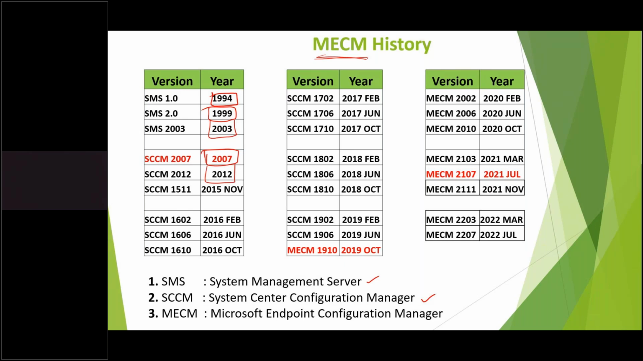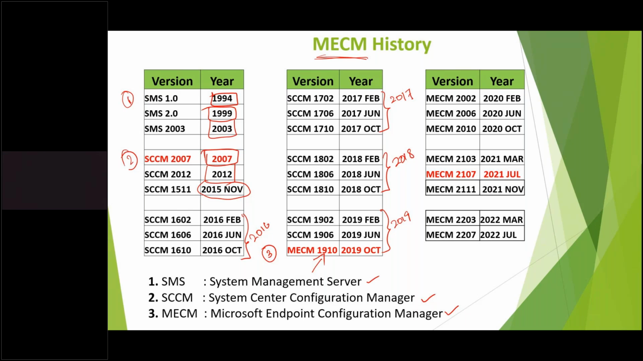Then SCCM 2012, SCCM 1511. These three versions of SCCM were released in the year 2016, right? These three versions were released in the year 2017. These three versions were released in the year 2018, and then these three versions were released in the year 2019. But what happened in the year 2019? They changed the name again. The first name was SMS, the second name is SCCM, and this is the third name, MECM, Microsoft Endpoint Configuration Manager. So this is the new name of this product. From October 2019, they changed the name from SCCM to MECM. That's the new name of this product.